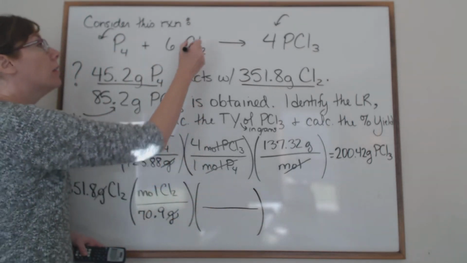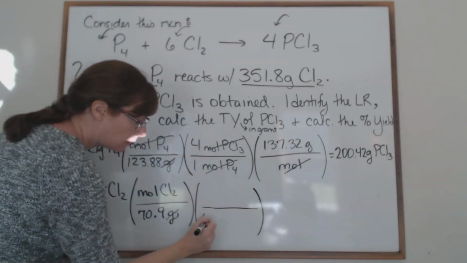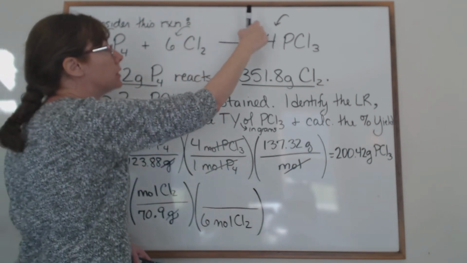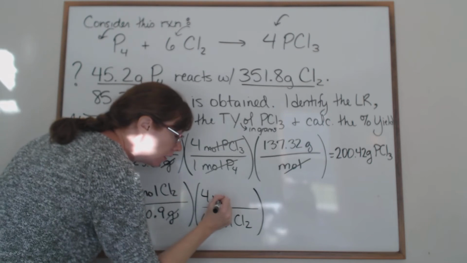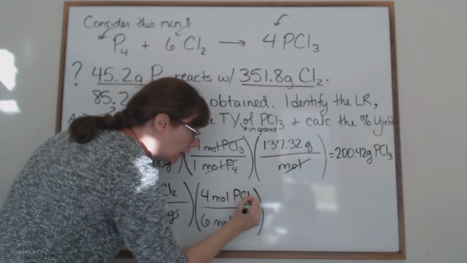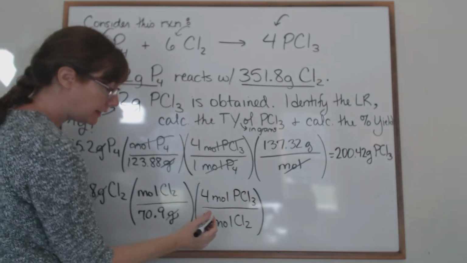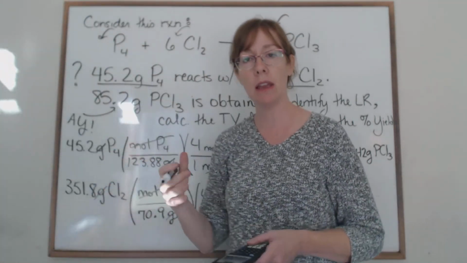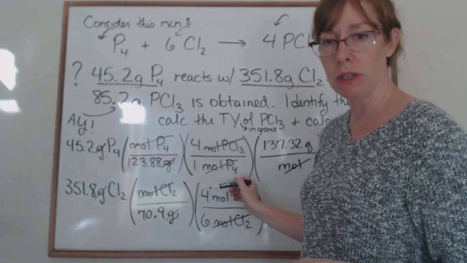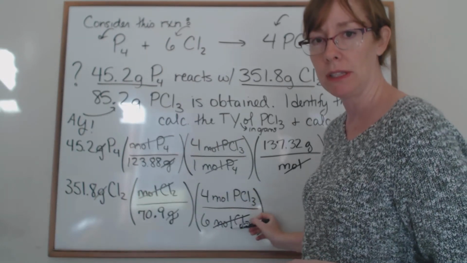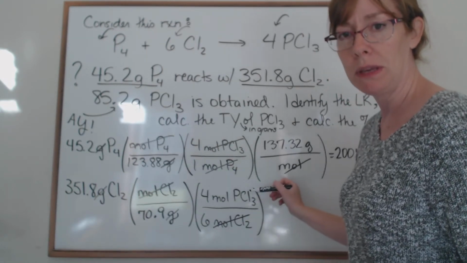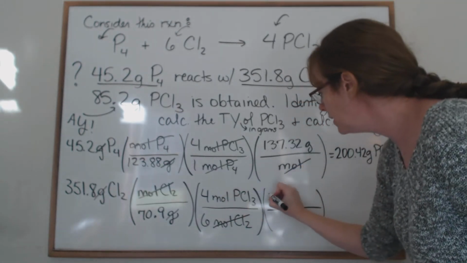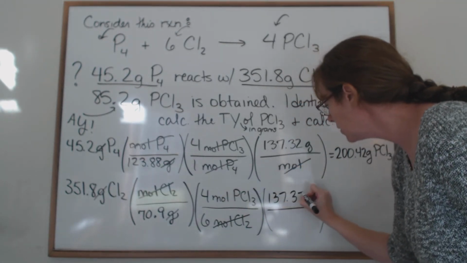Mole ratio. For every 6 moles of Cl2, I will produce 4 moles of PCl3. And you're saying that sentence in your head as you're writing it down. Don't just think 4, 6. Think of it, it's a relationship. Notice the words that I use. For every 6 moles of Cl2, I'll make 4 moles of PCl3. And the molar mass is still 137.32, so I can just use that again.